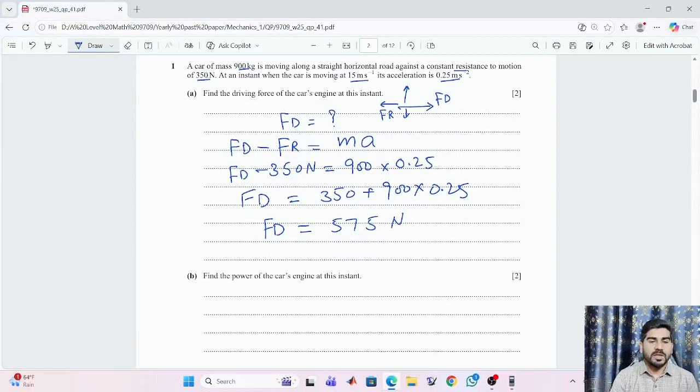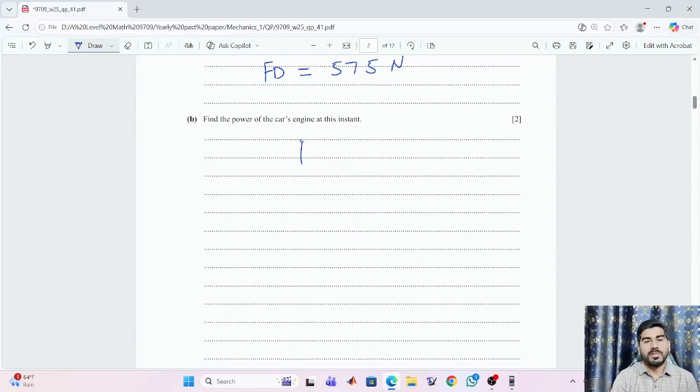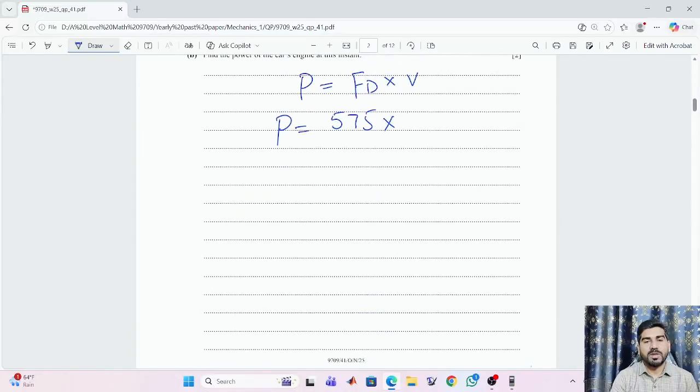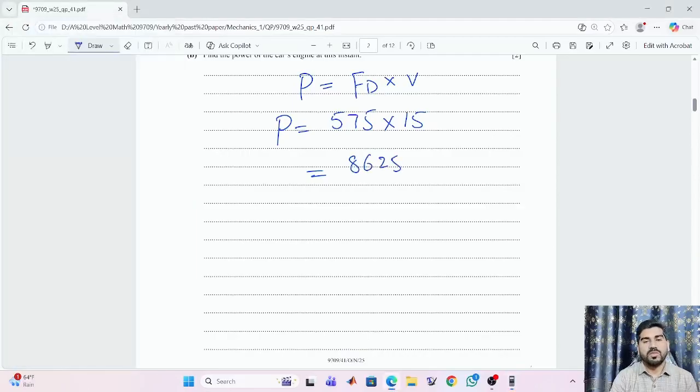Okay, part B is the power of the car engine at this instant. How can we find the power of the car? Power is equal to driving force times the velocity of the car. The driving force we found in the previous part is 575, times the velocity of the car, which is given here, 15 meters per second. We just multiply by 15 and we will get the answer. It will be 8,625 watt. This will be the power of the engine at this instant.